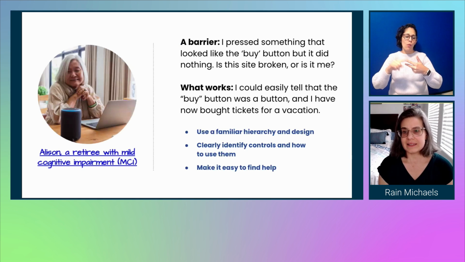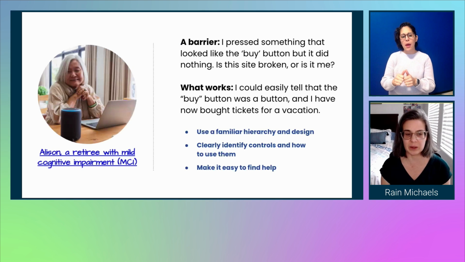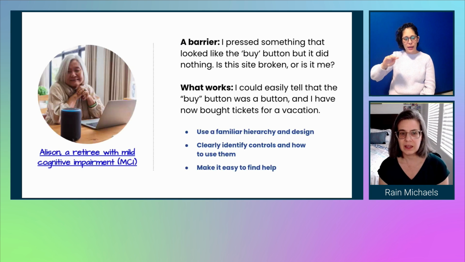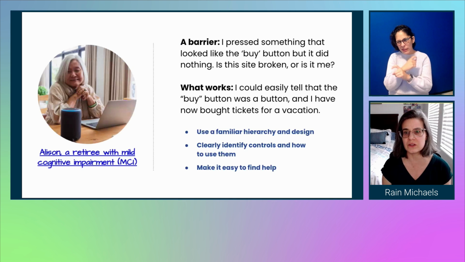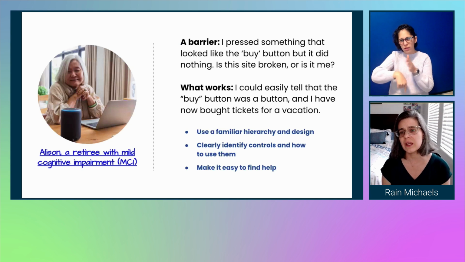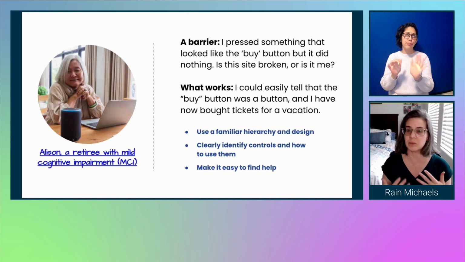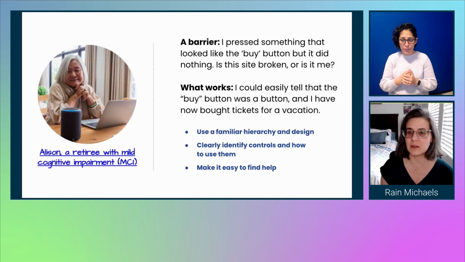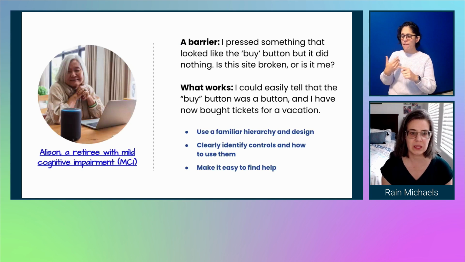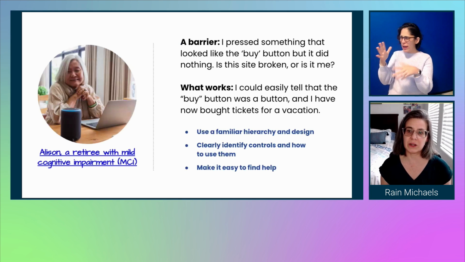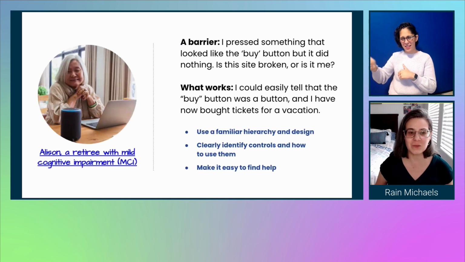Now I'm going to talk about Allison. Allison is a retiree with a mild cognitive impairment, or MCI diagnosis. MCI diagnosis is kind of a complicated one. And so we won't go into what that diagnosis really means, but it does in many occasions impact memory and indicate that somebody will feel more comfortable when they have familiar interfaces in front of them.